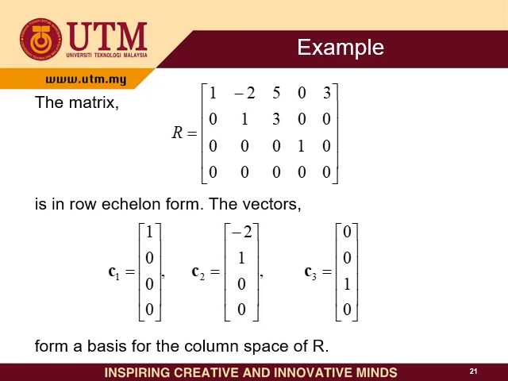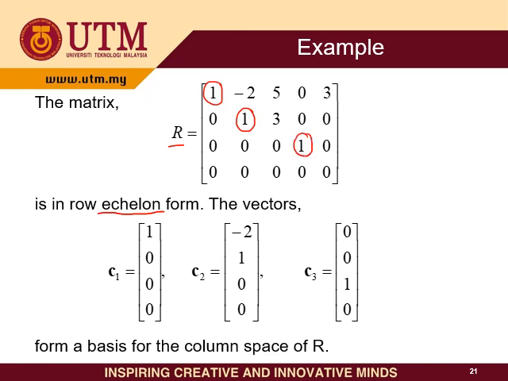Now we look at our first example. Here again they give us the matrix R, and as we can see, the matrix is in row echelon form with leading ones.